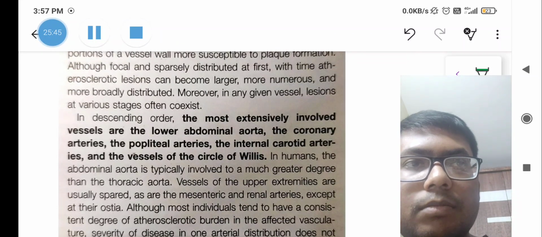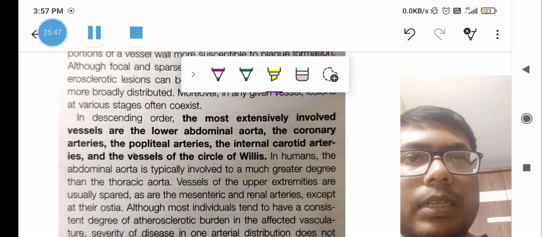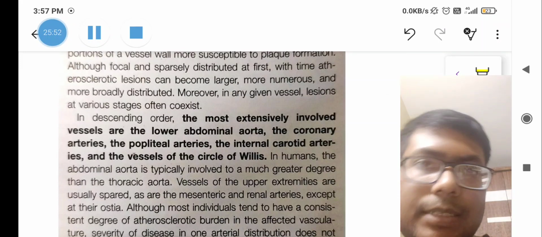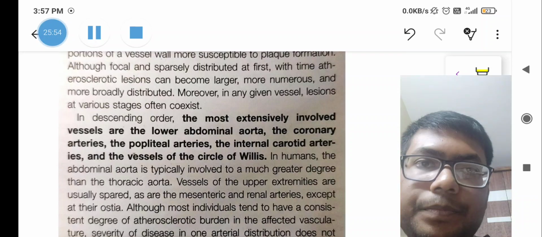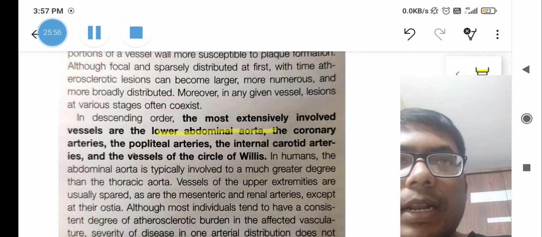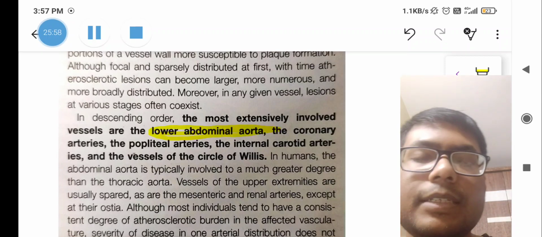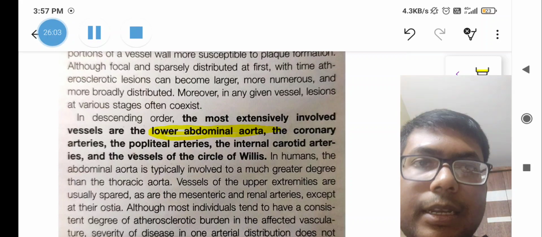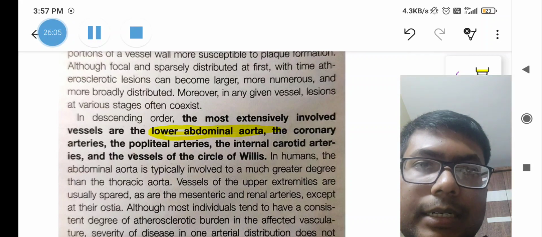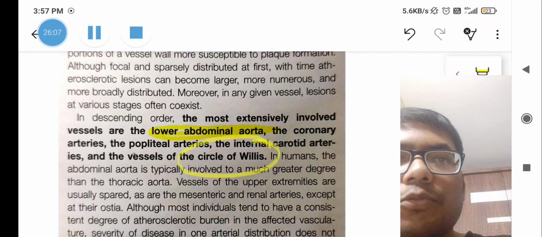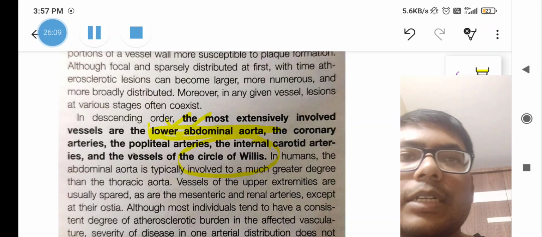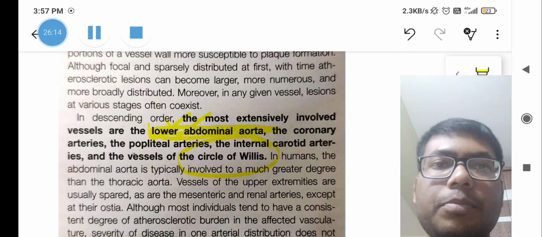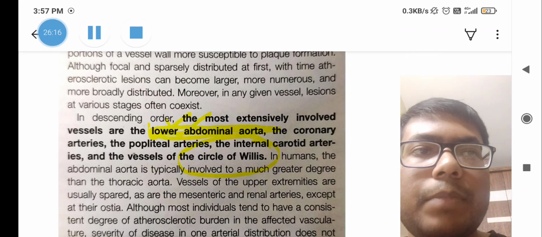The most extensively involved vessel is the lower abdominal aorta. Then come the coronary arteries, popliteal arteries, internal carotid arteries, and the vessels of the circle of Willis. So the most important is the lower abdominal aorta, which is more prone to formation of atherosclerotic plaque.